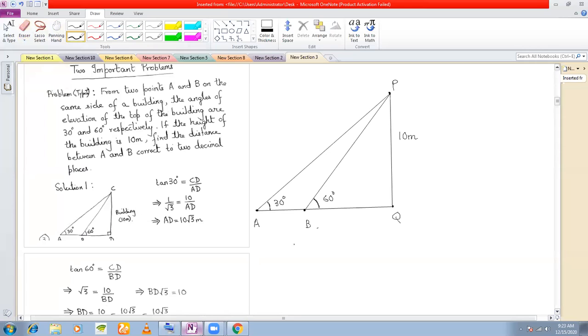So now let us see what the question is. Find the distance between A and B correct to two decimal places. So you need to find this distance. How will you find? See, first I will find this distance. Next I will find this distance. And then I will subtract to get my required distance, this distance. Okay. So let us proceed to find the distances.